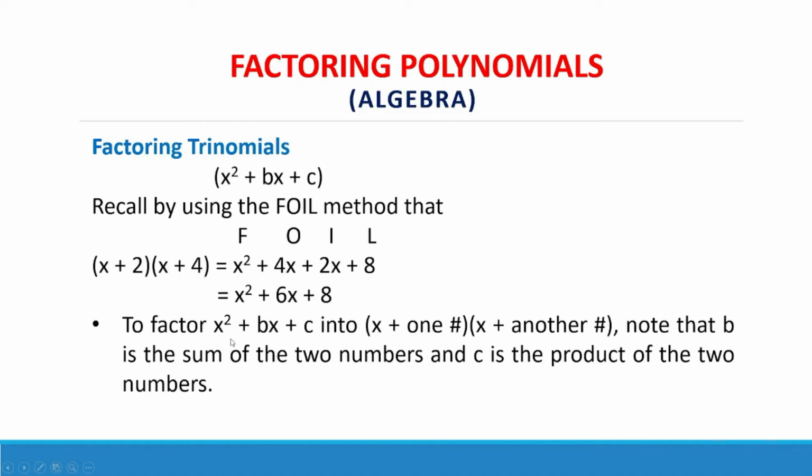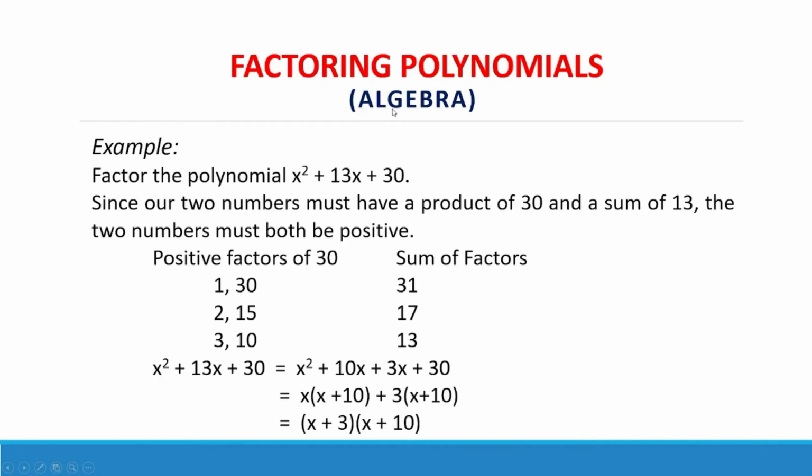And to factor x squared plus bx plus c into x, the first term, plus one number, that's the binomial, multiplied by another binomial, where the first term is x plus another number. Note that b is the sum of the two numbers and c is the product of the two numbers.